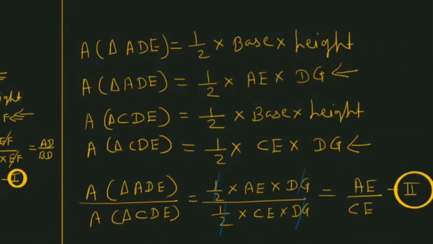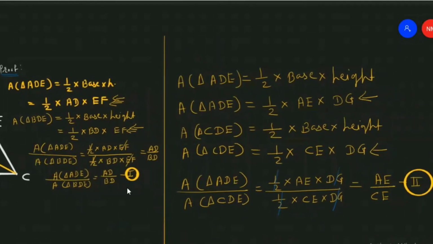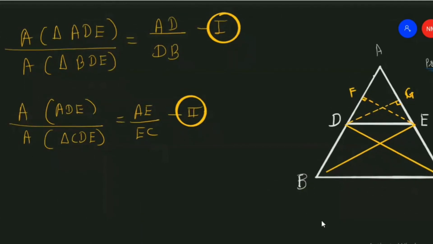Now let's see equation 1 and equation 2, and compare these two equations. I have written here both the equations that we have found, and let's compare them. As we know, the numerator of the first is area of triangle ADE, and the numerator of the second is also area of triangle ADE. Since the triangle is one, their areas will also be same. So area of triangle ADE is common. Let's compare the denominators of the ratios.